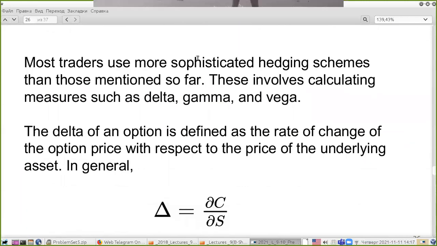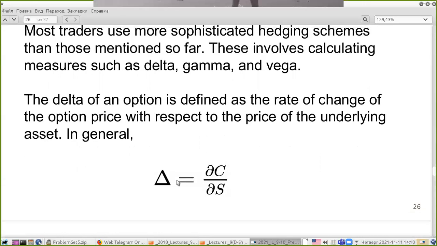And most traders use more sophisticated hedging schemes. This involves calculating measures such as delta, gamma, and vega. If you would like, you can open any site about option trading on Google or YouTube, and you can see about using these Greeks in option trading. So the delta is defined, as I remind you, as the rate of change of option price with respect to the price of the underlying asset, for stocks.